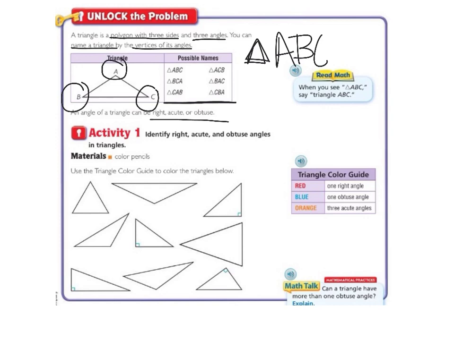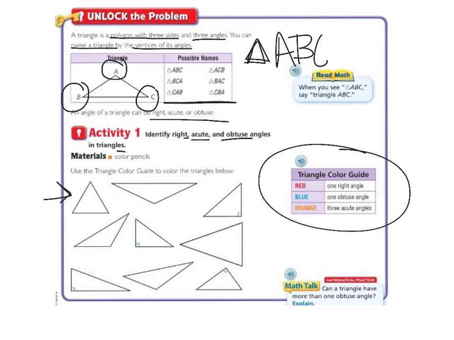Okay, activity 1 asks us to identify right, acute, and obtuse angles in triangles. We also need to use the triangle color guide to color the triangles below. So, any right angles we color need to be red, obtuse angles will be blue, and acute angles will be orange. Let's look at the first triangle here.